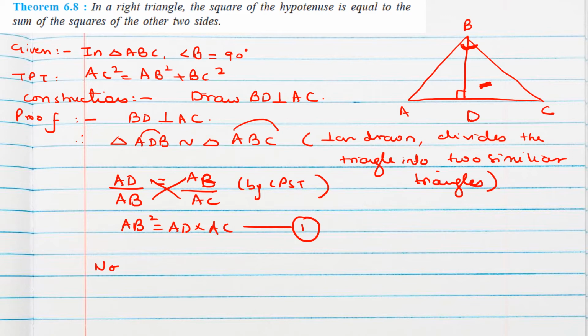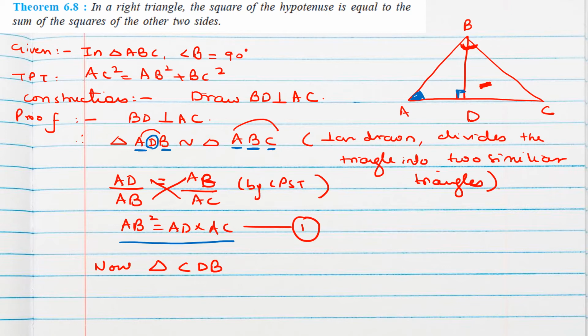Now triangle CDB. While writing the similarity of these two triangles, you should be very careful. Otherwise you won't get the required expression. See, first I wrote A. This is the common angle. So here also I should write A in first place. Then I wrote D here, which is 90 degrees. So in triangle ABC, which angle is 90? B angle. So in second position I wrote B. Then the remaining vertex you can write.